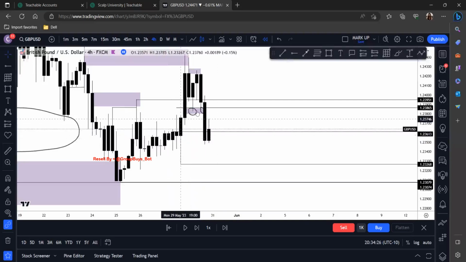Okay, so remember what happens. Liquidity, entry would just be right below that. Okay, it would be the closest POI.